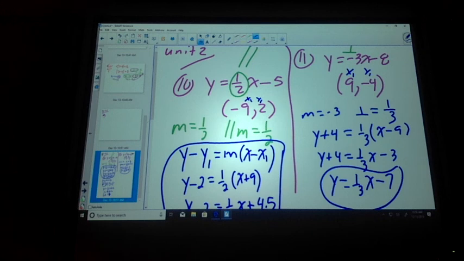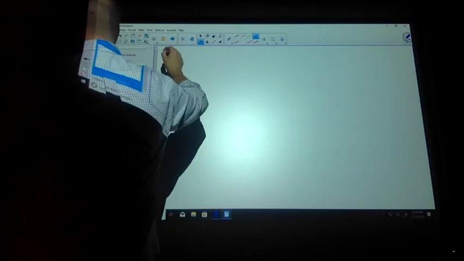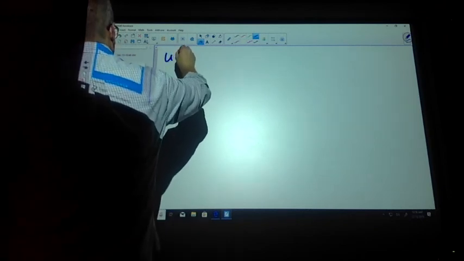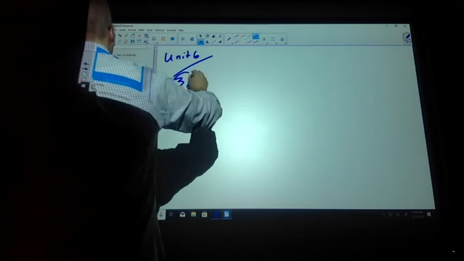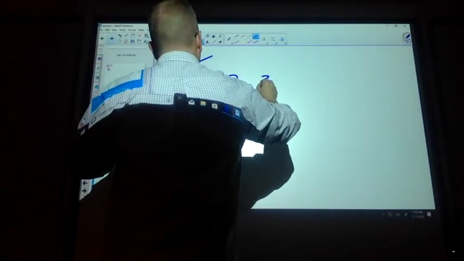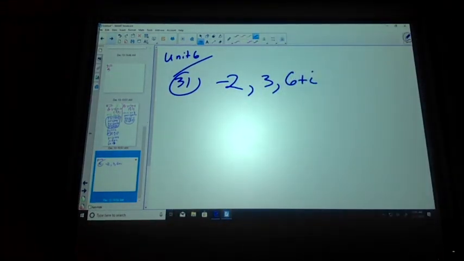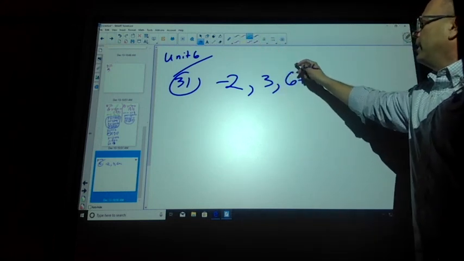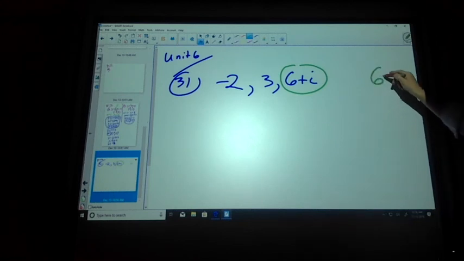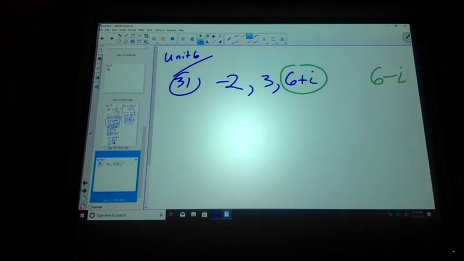All right. So I'm going to show this 2 different ways. Not because anything's wrong, but I want you to be able to be warmed up for it. So this is from Unit 6, number 31. -2, 3, and 6 plus i. Remember, if I have this given, then this also has to be a root. Little hint, you'll have a question very similar to that, saying, hey, I have a root of this, what does the other one have to be? Okay? Does that make sense so far?